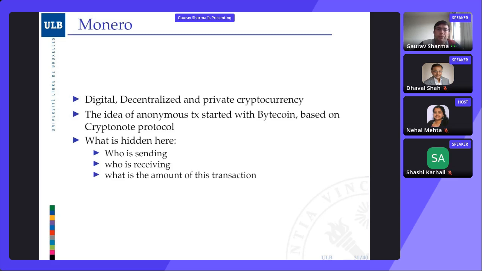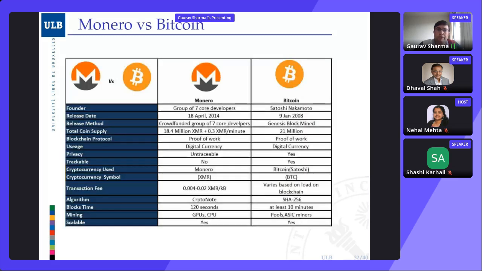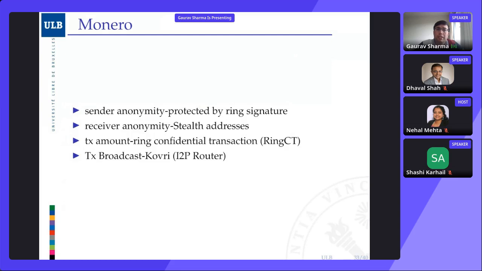So Monero came up with a different solution, where they say, okay, we use ring signatures for hiding the sender. To hide the receiver, we use one-time addressing. To hide the amount of the transaction, they have a ring confidential transaction system. And to hide your real identity behind your pseudonym, they have Kovri, which is an I2P router.